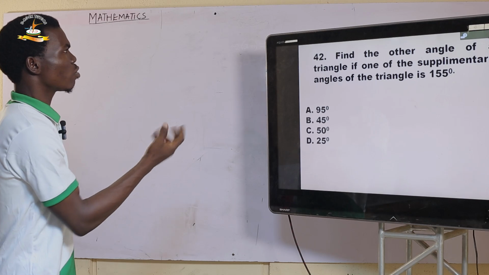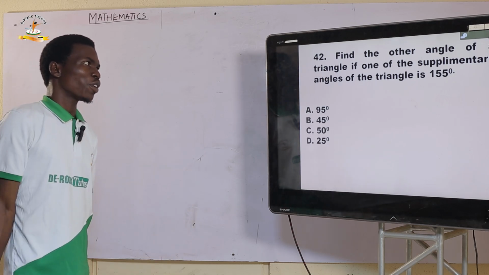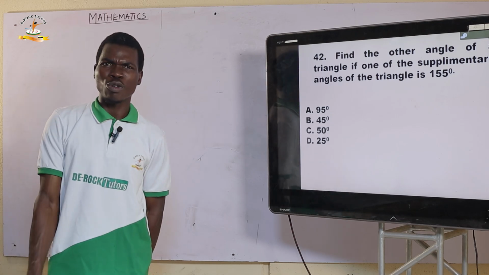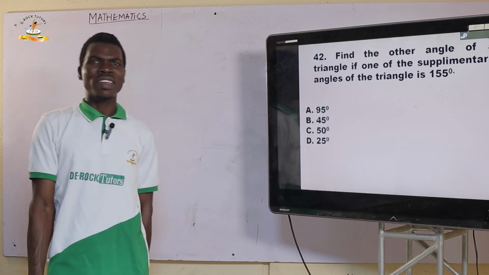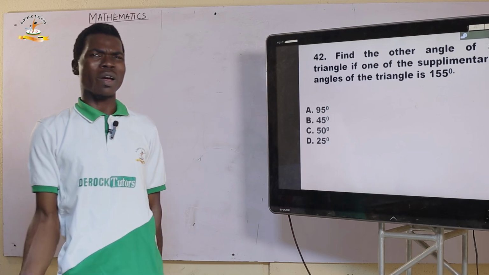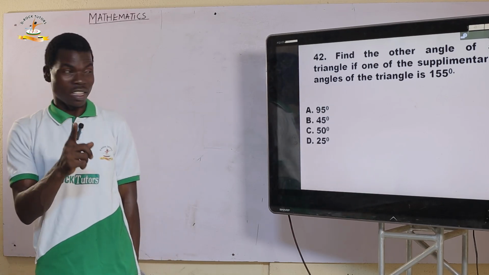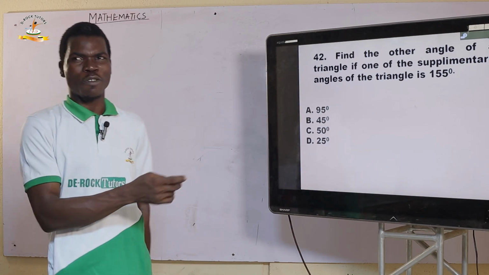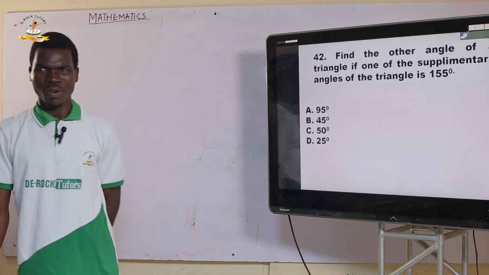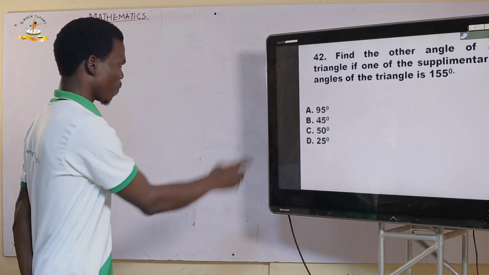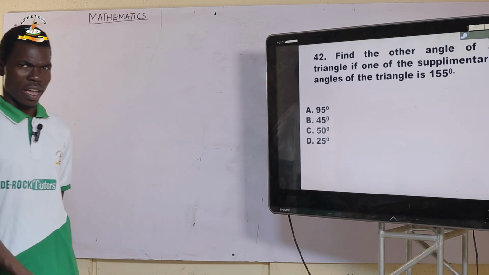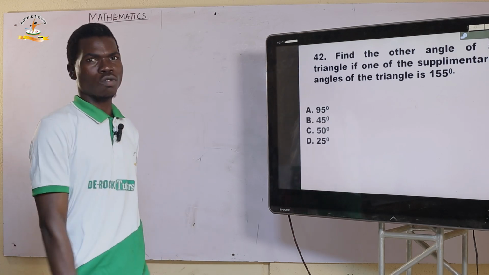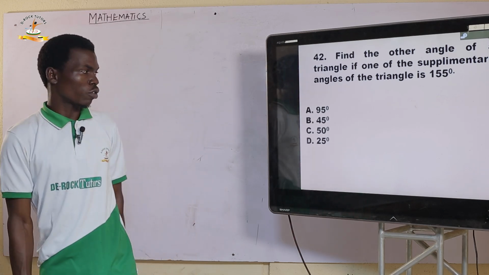So we have question 42, and it says, find the other angle of a triangle if one of the supplementary angles of the triangle is 155 degrees. What are supplementary angles? These are angles that add up to 180 degrees. We'll be given one of them to be 155 degrees. You just look for which, if you remove 155 from 180, what answer do you have? And that's literally going to be 25 degrees, and that is your option D. So option D is the correct one for question 42.